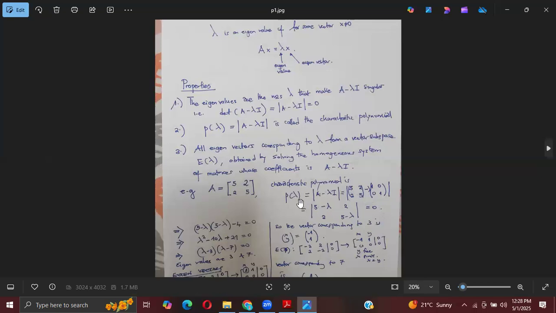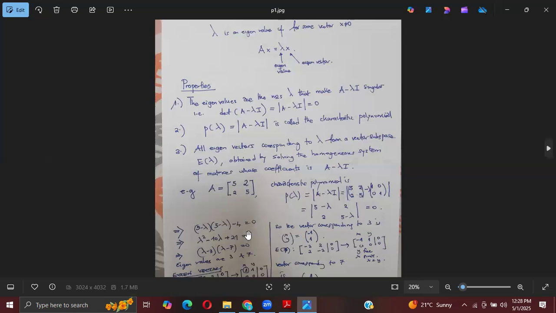And so if you solve for lambda in this polynomial equation, you can see when you expand a 2 by 2 matrix, the determinant is the main diagonal product minus the other product. So (5 minus lambda) times (5 minus lambda) minus 2 times 2, which is this equation. And so solving for lambda gives you the eigenvalues.